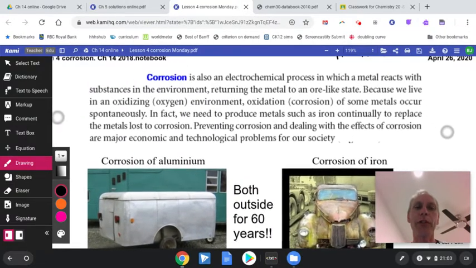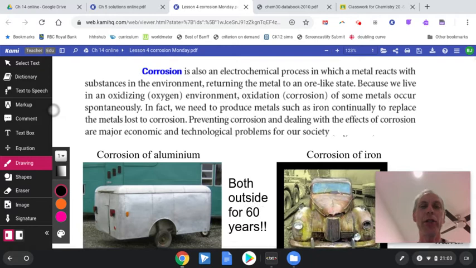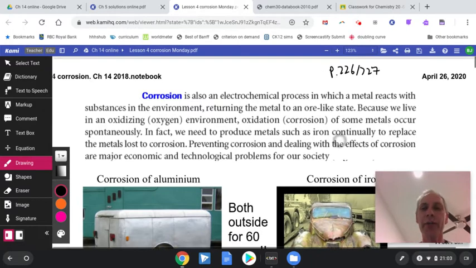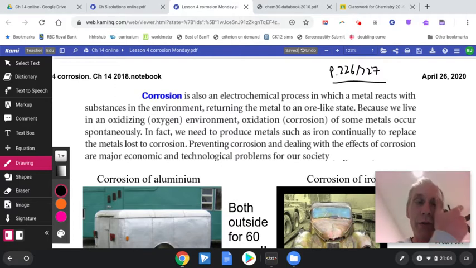So corrosion. Pretty interesting. We're working in your study guide on page 226, 227, if you would like to follow along in the notes and fill that in. So the first thing you have to do, we're skipping the Haber process and corrosion of iron. We'll do that later on in the notes.